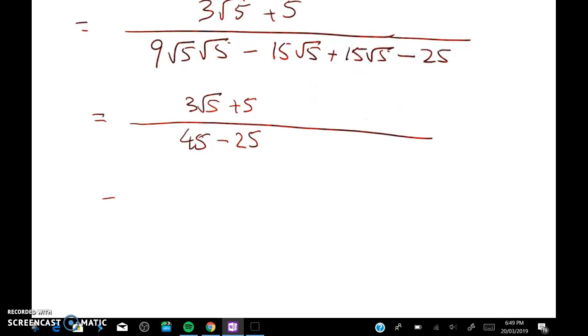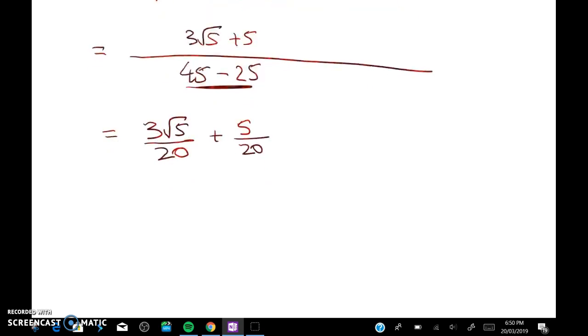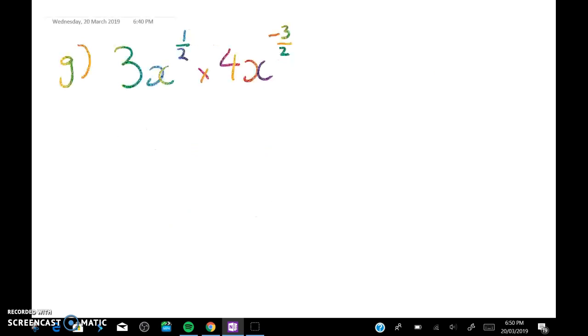So let's simplify that now. What have we got? Well, this is 20, so we have 3 root 5 over 20 plus 5 over 20, giving me, I can leave it how it was, or nicer is to write 3 over 20 times root 5 plus 1/4. Okay, now we're into some questions on fractional and negative powers. These are really important for both AS and for level 2 algebra.